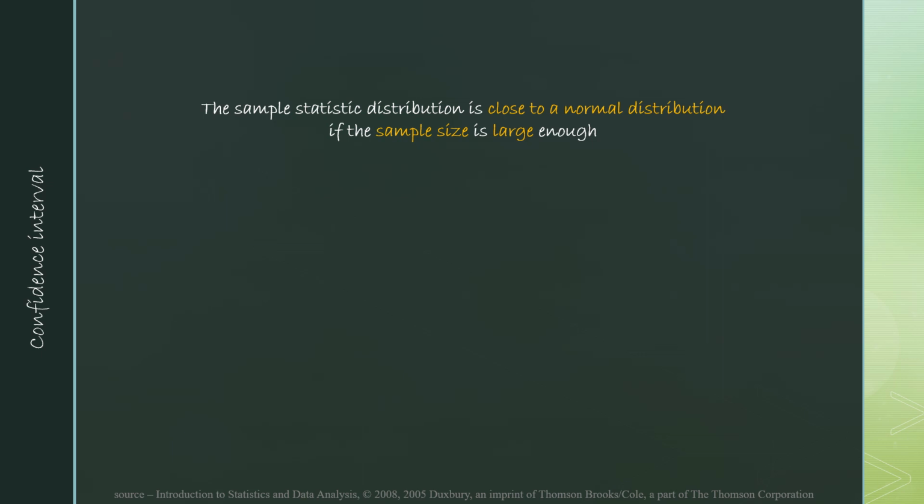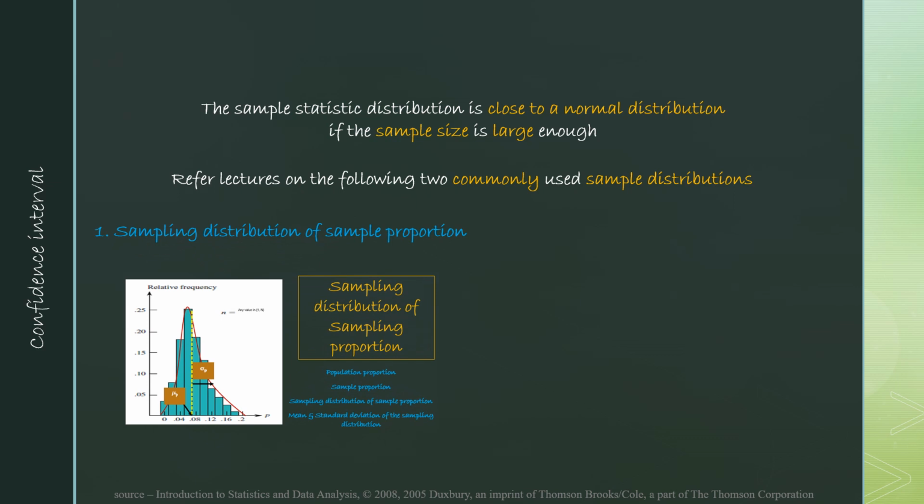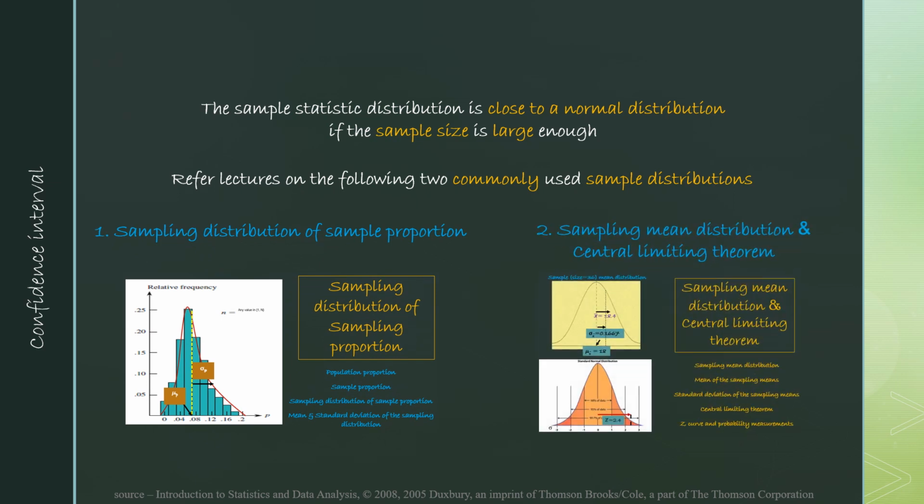The sample statistic distribution is close to a normal distribution if the sample size is large enough. Refer to the lectures on the following two commonly used sample distributions: 1. Sampling distribution of sample proportion, and 2. Sampling mean distribution and central limit theorem.